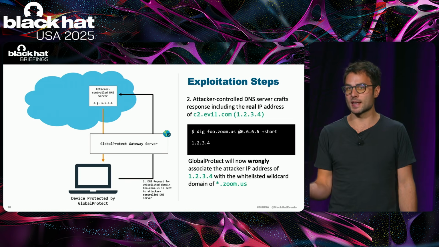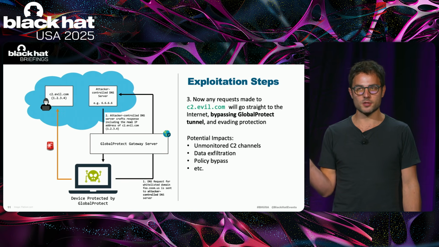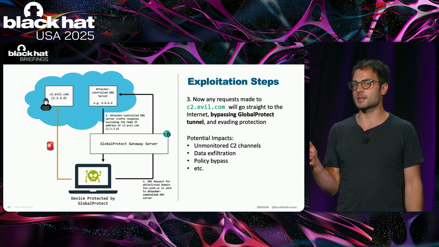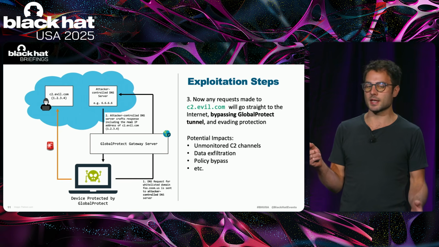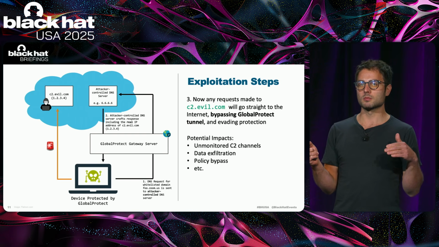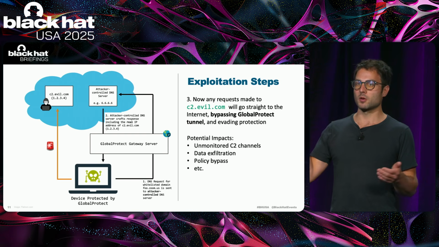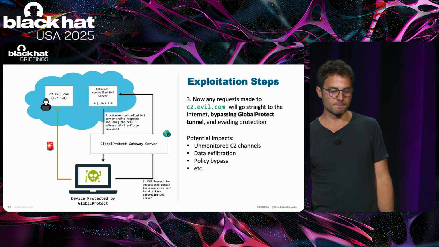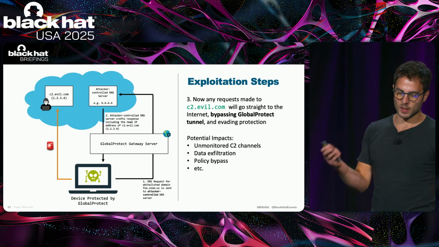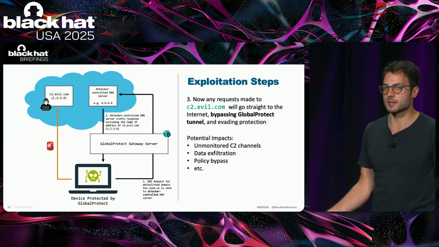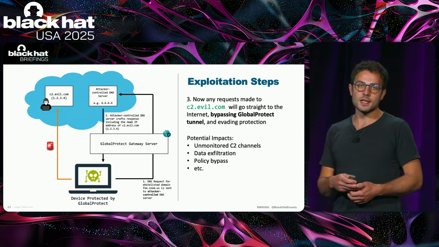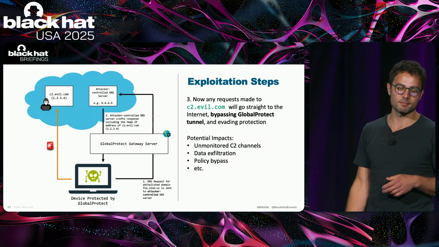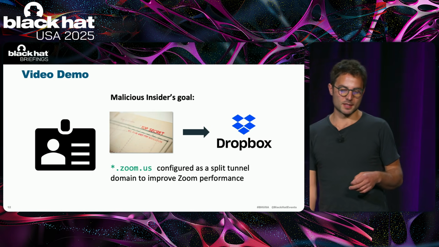What happens now when we connect out to the C2? It goes straight out to the internet, bypassing the tunnel. Because from GlobalProtect's perspective, we've confused it into associating 1234, the attacker's IP address, with foo.zoom.us, which is considered a trusted whitelisted domain. And this could be used as well for any other reason you might want to bypass the tunnel, right? For exfiltrating data, accessing internet sites you're not meant to, bypassing policies, etc. I'll show you a video demo of this.